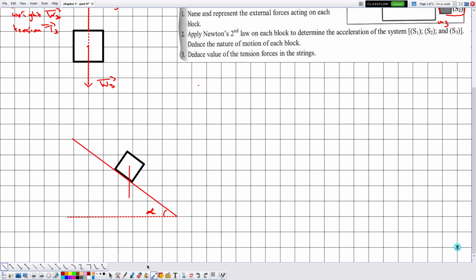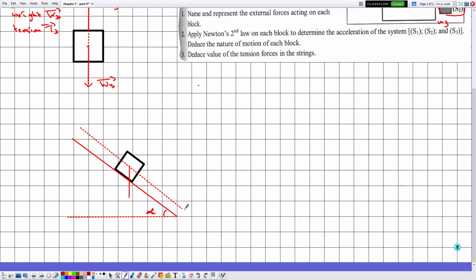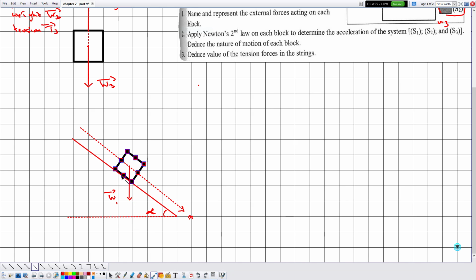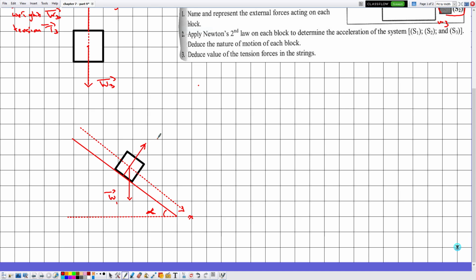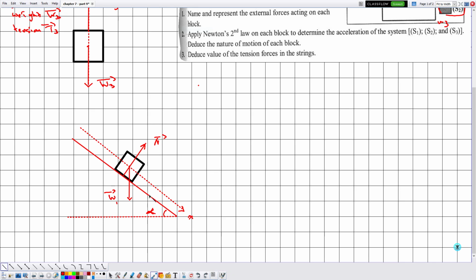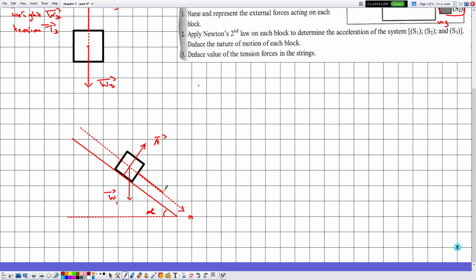Now, let me choose the axis. We are supposing that it's moving downward, so let me say that along the plane, this is the positive direction of x. This is W1. We have the normal reaction like this. We have the tension which is acting away from the object. This is the tension, we say T2.